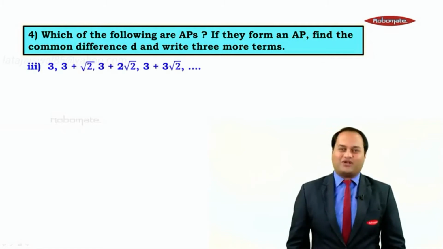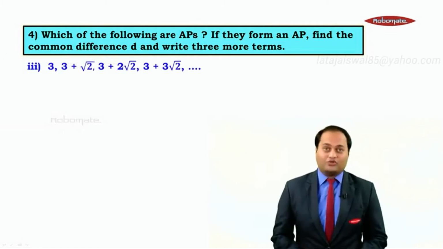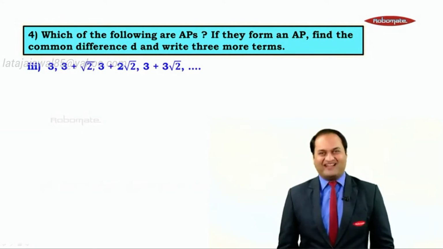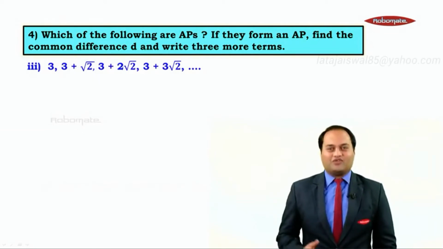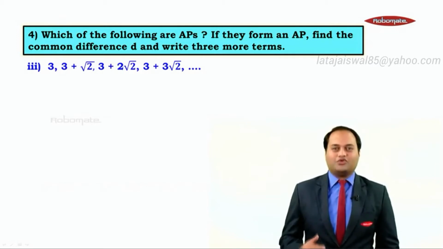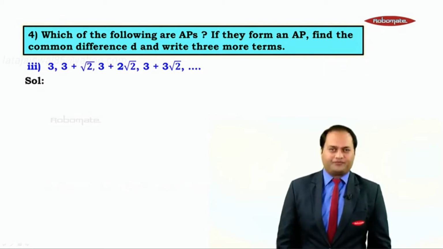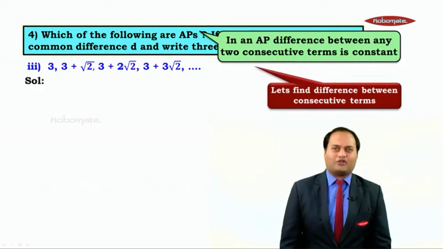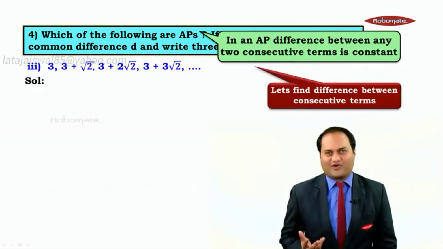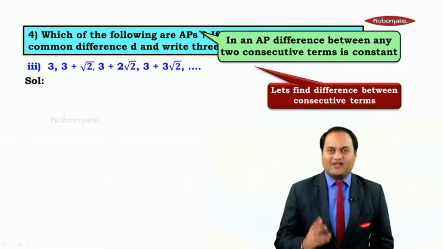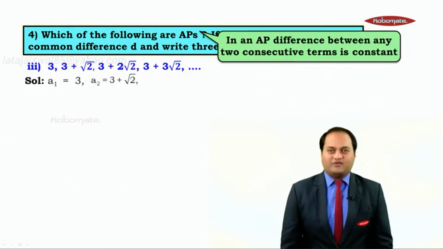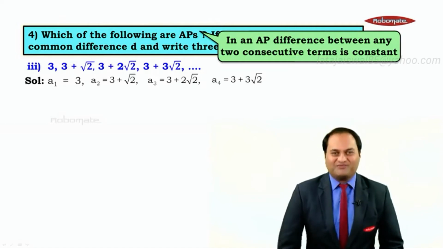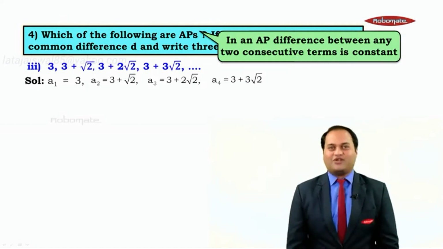Right? Let's do it. The next sum, dealing with square roots. Calculations, very, very important, but very, very simple. Let's do it. 3 plus root 2, 3 plus 2 root 2, 3 plus 3 root 2. First, we need to check if it's an AP or not. And for that, we need to find the difference between the consecutive terms. A1 is 3, A2 is 3 plus root 2, A3 is 3 plus 2 root 2, and A4 is 3 plus 3 root 2.